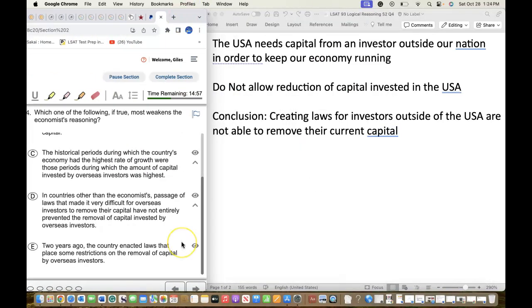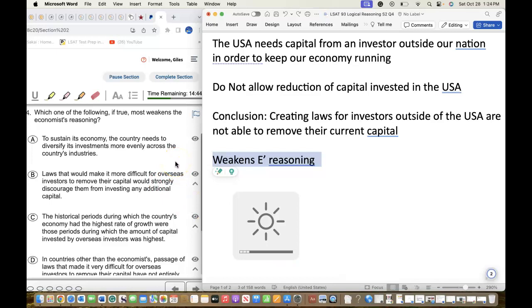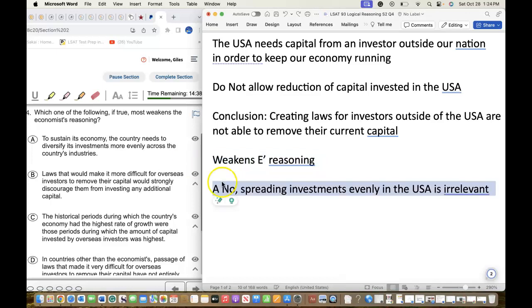So this is going to be a weakening question here. Which one of the following, if true, most weakens the economy's reasoning? For the first one, to sustain its economy, the country needs to diversify its investment more evenly across the country's industry. No, spreading investment evenly in the U.S. is kind of irrelevant to making it weaker.